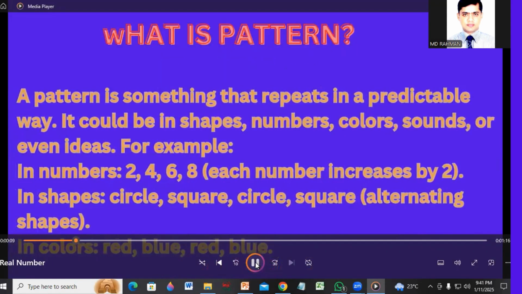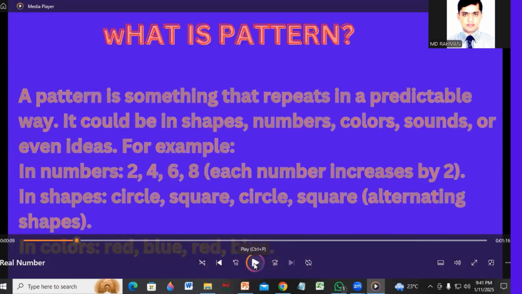Okay, so we are going to learn these types of patterns. You can see here the definition of patterns: a pattern is something that repeats in a predictable way. What does predictable way mean? It means it goes on in a sequence, a normal sequence, like 1, 2, 3, 4, 5. There will be rules there, the same rules repeated. You can see here 2, 4, 6. There is a gap: 2 plus 2 equals 4, 4 plus 2 equals 6, 6 plus 2 equals 8. This is a pattern.